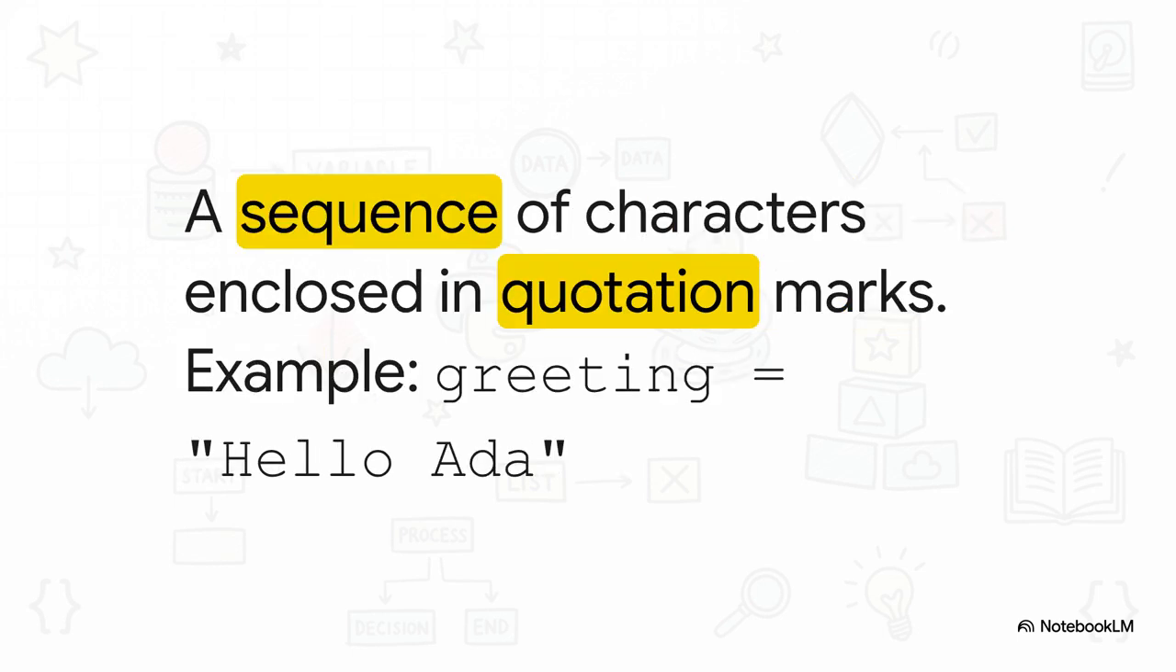Next, we've got strings. You know, a string is really just a sequence of characters. In other words, it's just text. The most important rule here, the thing you have to remember, is that strings are always wrapped in quotation marks. That's how you tell Python, hey, this is text I want you to store, not a command I want you to run.